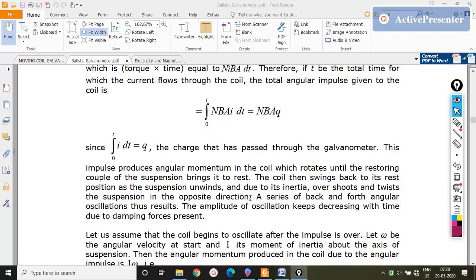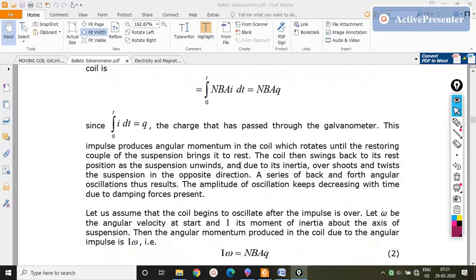All these are like your simple harmonic motion. If you remember the oscillation of a loaded spring, the oscillations of moment of inertia systems where you produce torsional oscillations, all these are incorporated in this description. So a series of back and forth angular oscillations will be produced. The amplitude of oscillation will keep decreasing with time due to the damping forces present in the system.